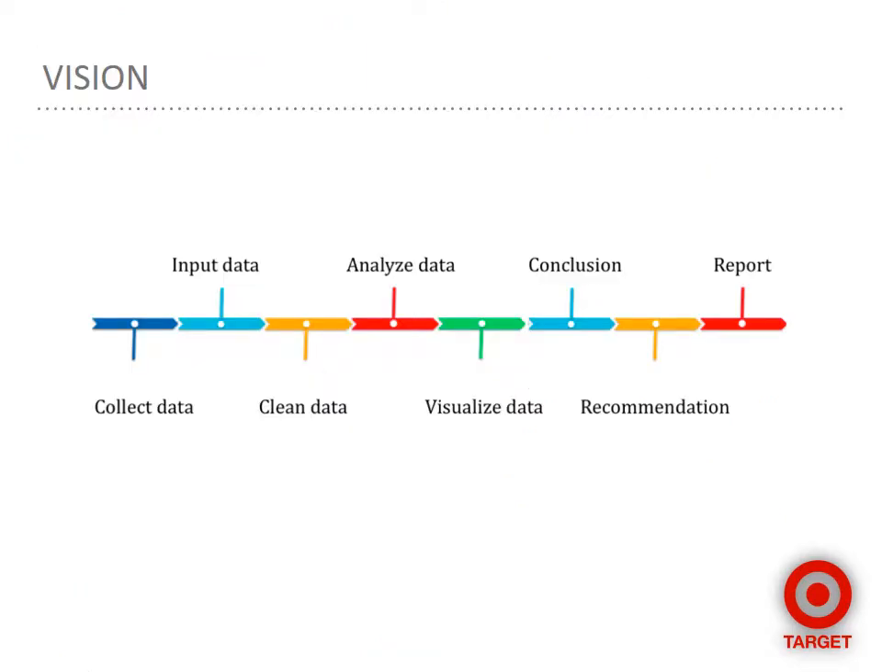So here's the procedure we go through to achieve our goal. First, we collect the data, and then we input the data into Excel. But not all the data is useful, so we clean the data and we only keep the useful variables. After that, we use JMP to analyze and visualize the data. And based on the result, we have our conclusion and we give the recommendation based on our conclusion, and then rewrite the report.